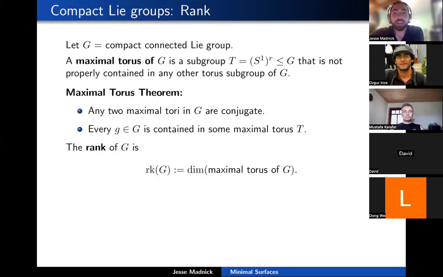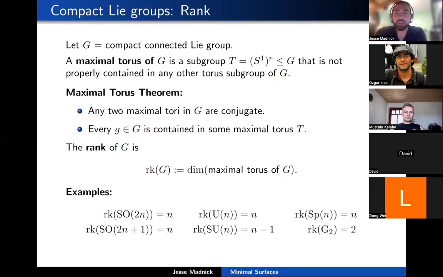This is so fundamental that we have a name for it, called the rank. The rank of a compact connected Lie group G is the dimension of the maximal torus of G. Here are some examples. These are familiar. The rank of SO(2n) is n, and so on. The rank of G2 is 2, of course. That's why it's called G2. The 2 is there because it's the rank. If you haven't seen this before, the way I think about it is that the rank is essentially a measure of the complexity of your Lie group. It's almost a better measure of the complexity than the dimension.